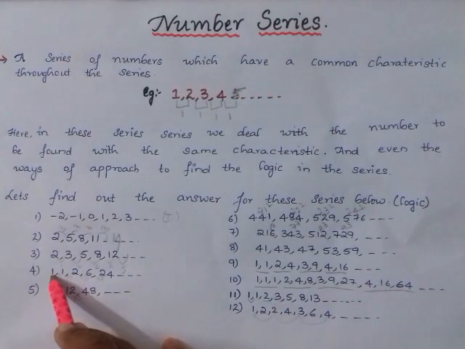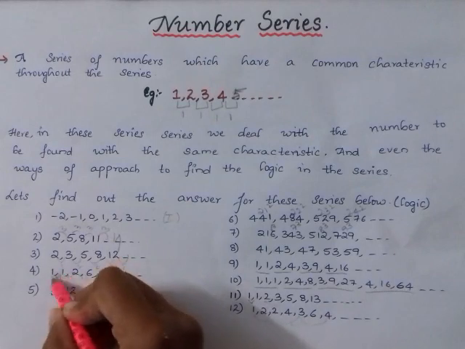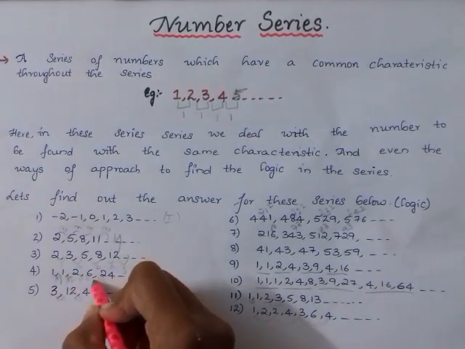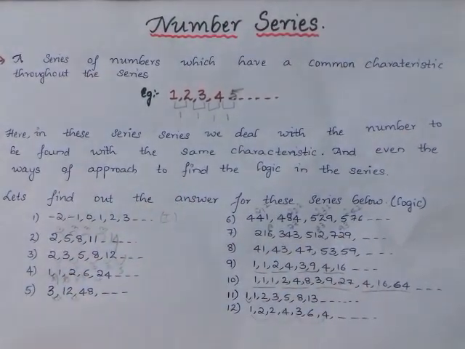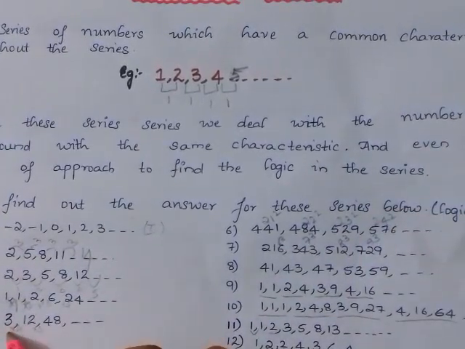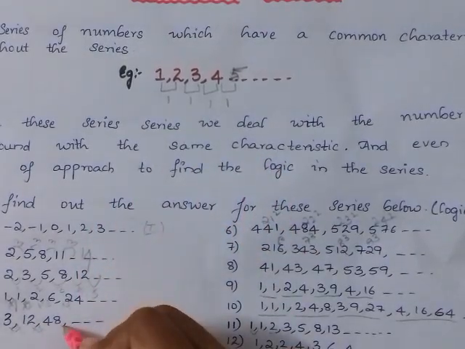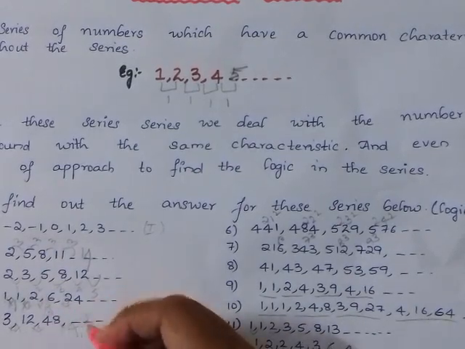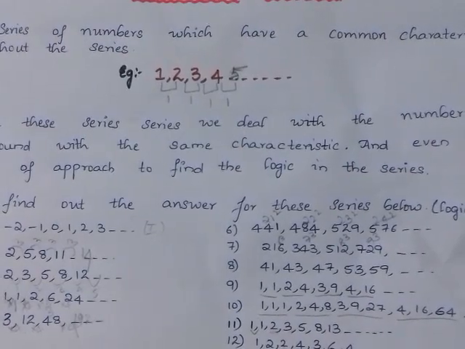Next 1, 1, 2, 6, 24. 1 into 1 is 1. 1 into 2 is 2. 2 into 3 is 6. 6 into 4 is 24. Right? Next 3, 12, 48. 3 fours are 12. 12 fours are 48. And the next number is 48 fours are, it is 192.